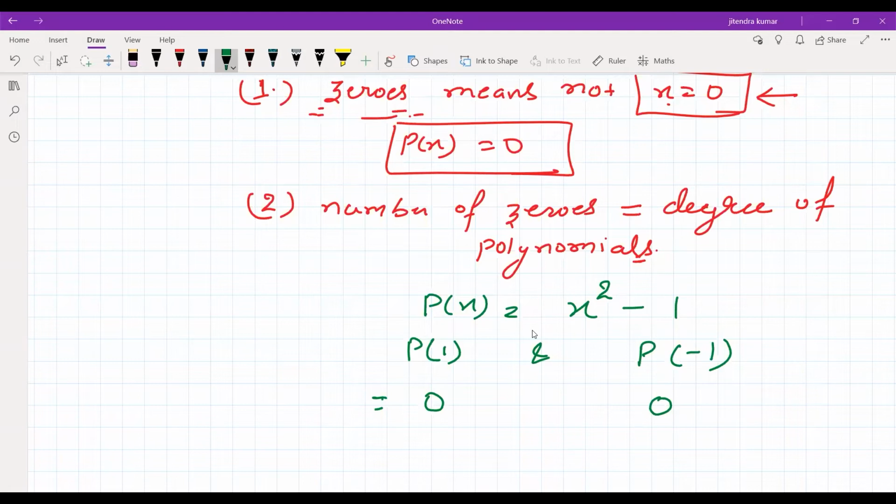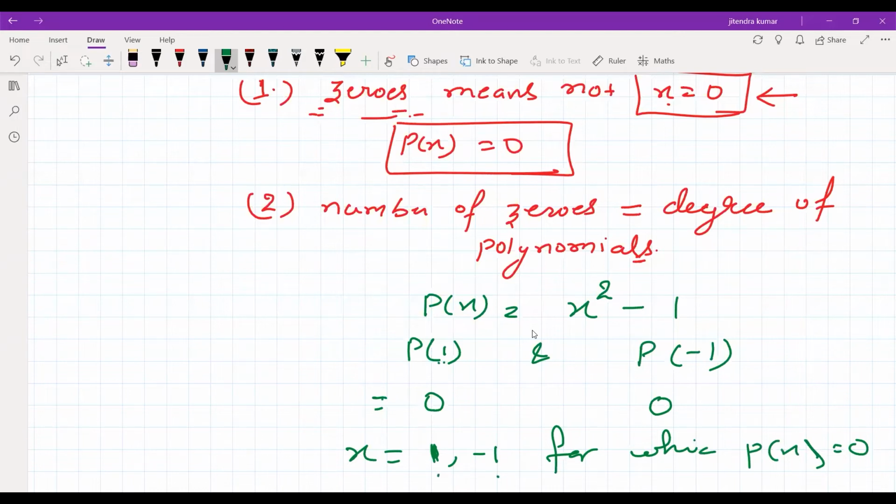So you can see here we have two values of x, that are 1 and minus 1, for which p(x) is 0. Okay, so we have two values of x, 1 and minus 1 both, for which p(x) is equal to 0. It means we have two zeros here, 1 and minus 1.